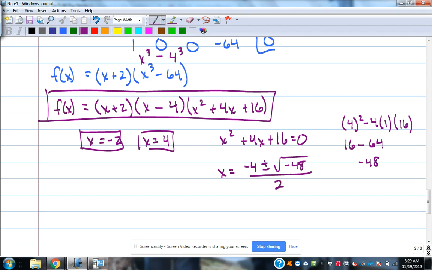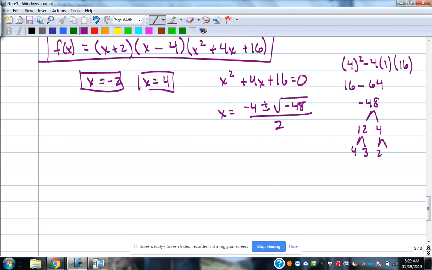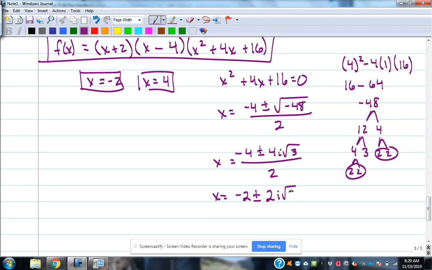That's always fun. And so I'm going to break down the 48. 12 and 4, 4 and 3. It would be negative 4 plus or minus 4i radical 3. And then we're going to simplify that because everybody is divisible by 2. So that's going to be x equals negative 2 plus or minus 2i radical 3.